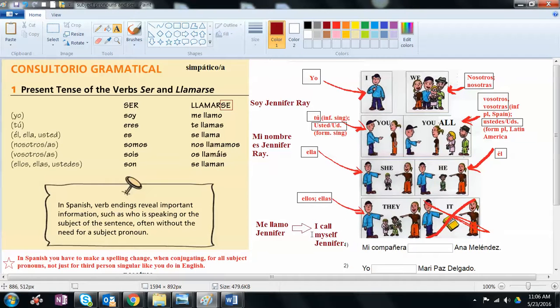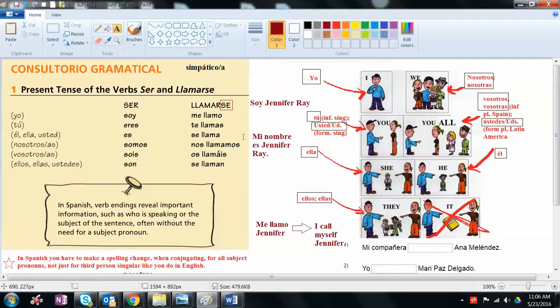All right. And so again, when we're dealing with conjugation, you'll notice that this is the verb llamarse, and then it's spelling change for each subject pronoun. So if I want to say I call myself Jennifer Ray, I'd say yo me llamo Jennifer Ray. Tú te llamas, or I might say, ¿Cómo te llamas? How do you call yourself? And you would say, me llamo again.